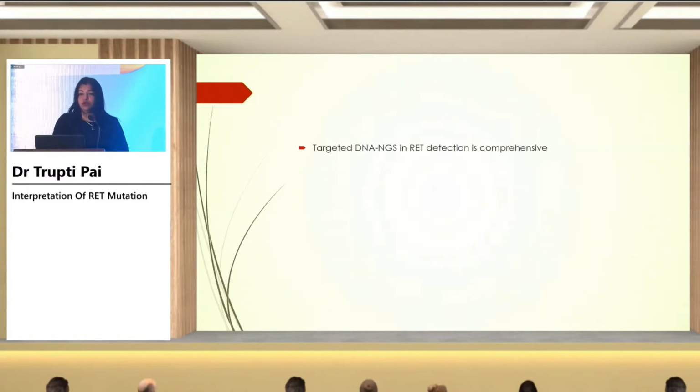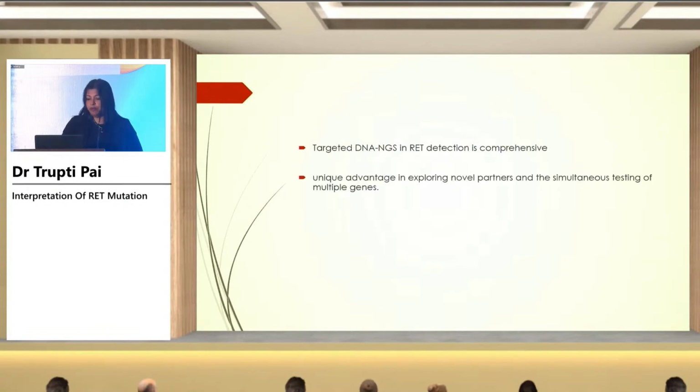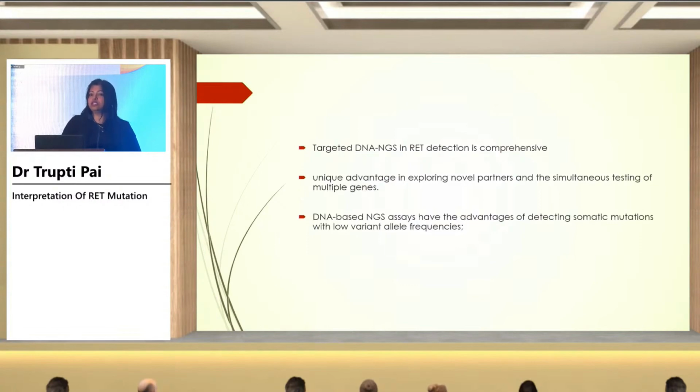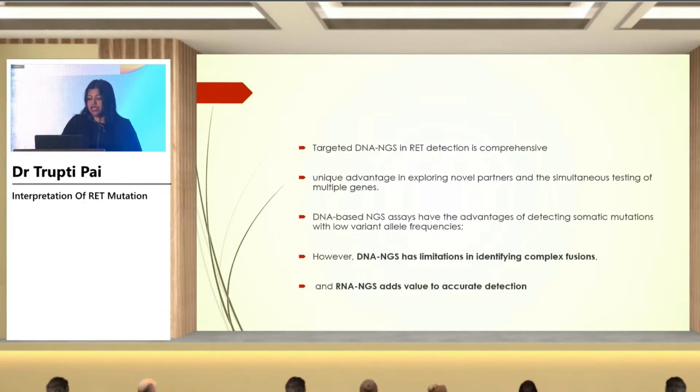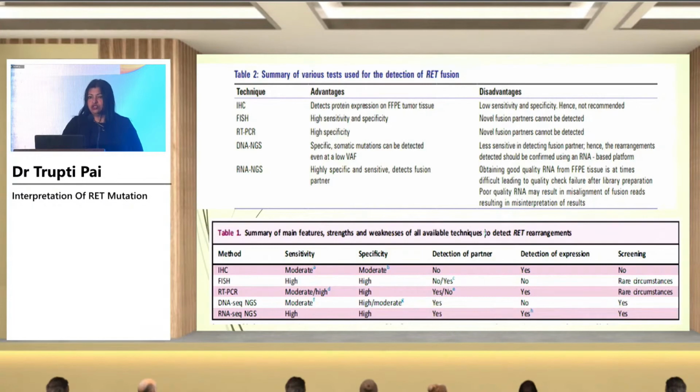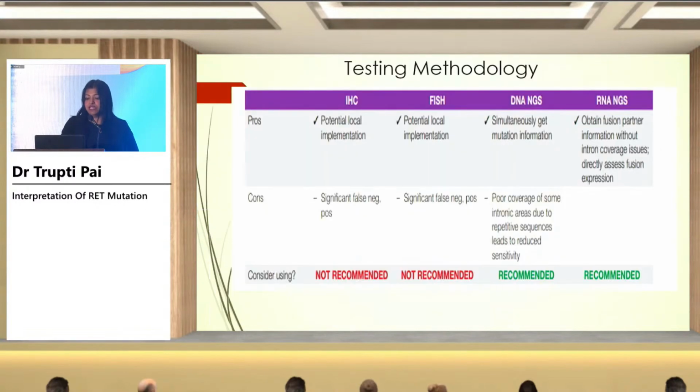So with this, I want to say that when it comes to RET, targeted DNA NGS will be more comprehensive, as it has the unique advantage of exploring novel partners as well as simultaneously exploring somatic mutations with low allele variant frequency. In RET, it is not just fusion, it is also mutations which are seen across various solid tumors. However, as I said, complex fusion will be a limitation, and RNA NGS adds value to accurate detection. So this is just to summarize that IHC and FISH will have some sensitivity and specificity, and RNA-based NGS is best for the fusion.